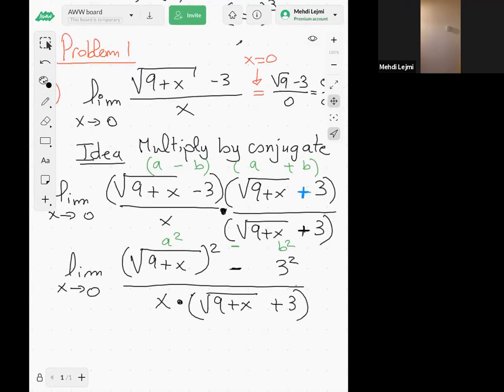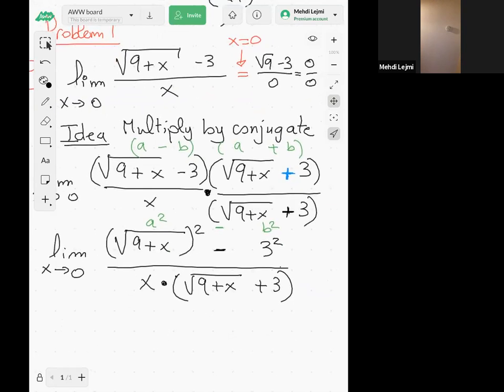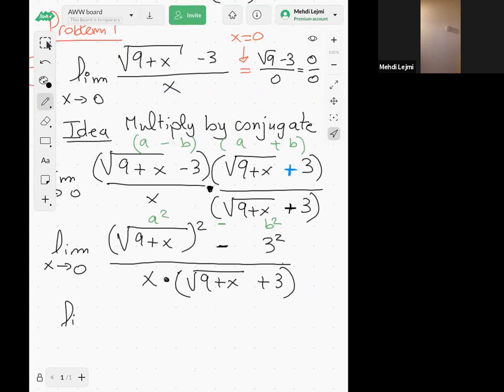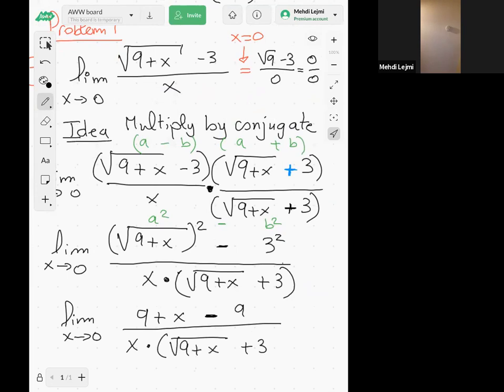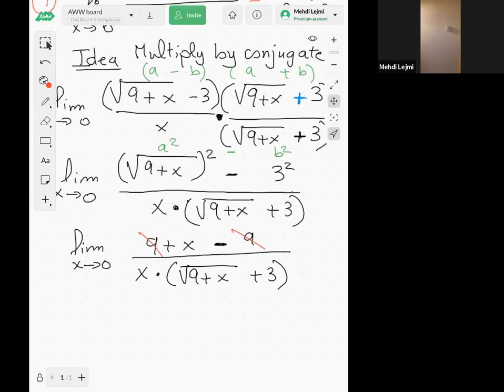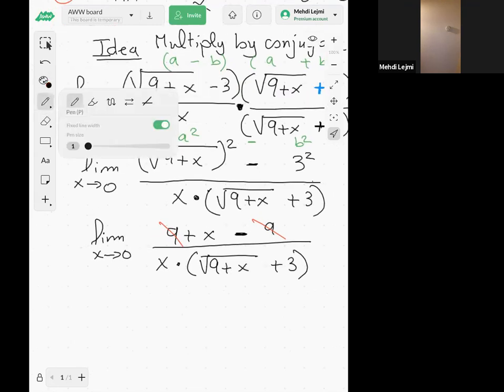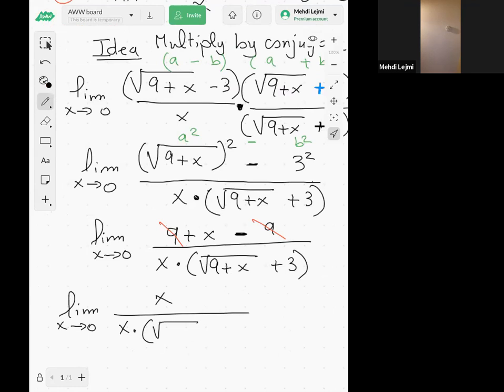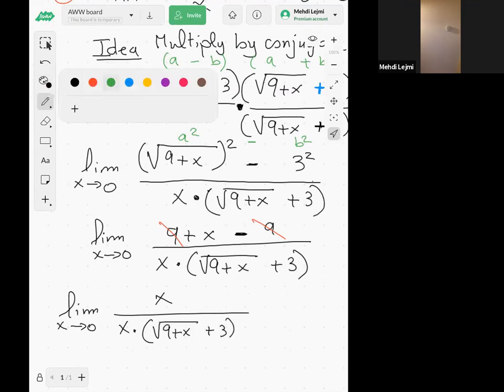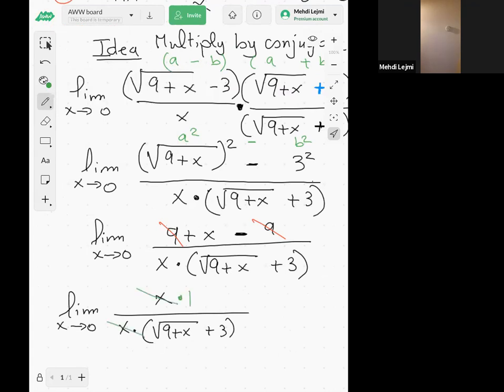Once you have the square of the square root, we get rid of this square root. So you're going to have the limit as x goes to 0. The square root cancels out with the square, so that'll be 9 plus x minus 3 squared, that's 9, over x times square root of 9 plus x plus 3. In the top, we have 9 minus 9, that'll be 0, and then we're going to have x. So let me write it again: the limit as x goes to 0 of x over x times the square root of 9 plus x plus 3. This x over x cancels out, but in the top you're still left with 1, because it's x times 1.